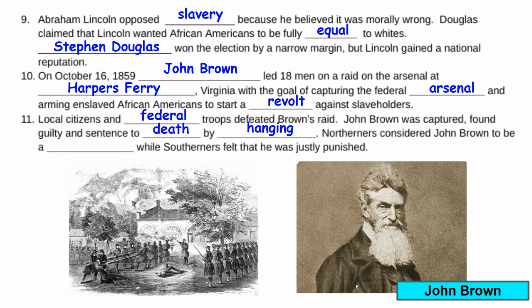But the soldiers that were led to Harper's Ferry were actually led by a guy named Robert E. Lee. Robert E. Lee is going to eventually go on to lead the Army of Virginia for the Confederacy at one point in time. So Northerners considered John Brown to be a martyr, while the Southerners thought that he had been justly punished for what he had done, the crime that he had committed.